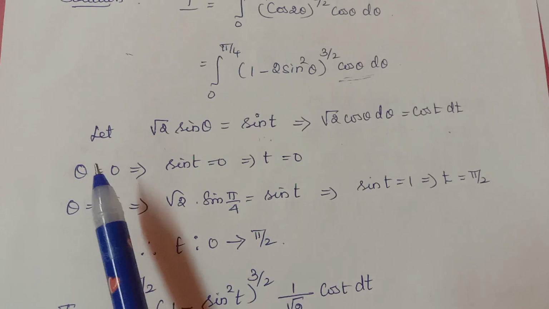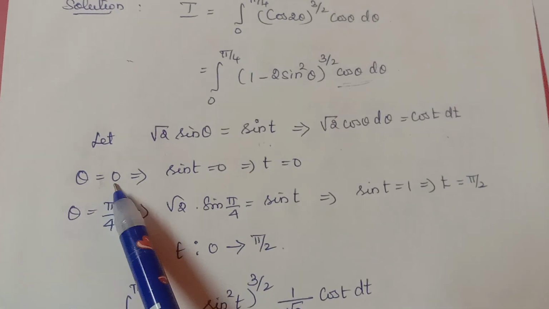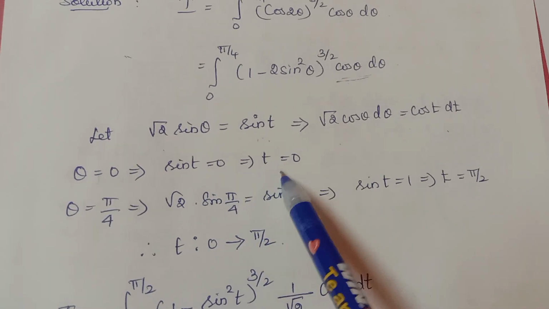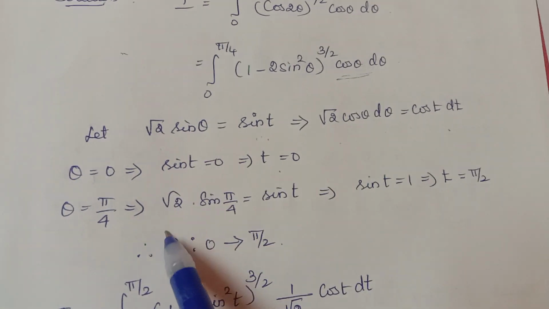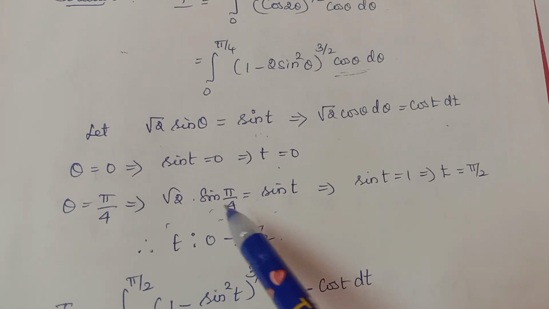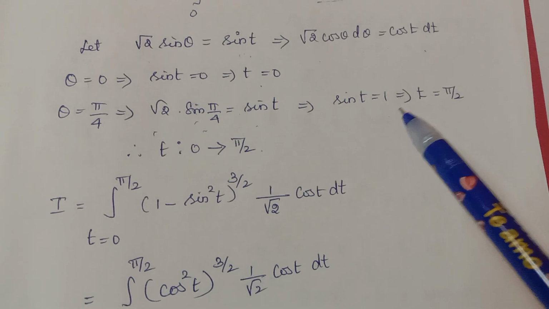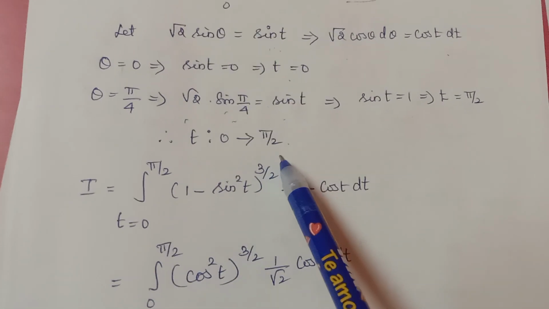Next, what about the limits? Theta varies from 0 to pi by 4, given in the question. So when theta equal to 0, what happens here? Sin t is also equal to 0. That means t equal to 0. When theta equal to pi by 4, what happens here? Root 2 into sin pi by 4 equal to sin t. Sin pi by 4 is what? 1 by root 2. So 1 by root 2, 1 by root 2 get cancelled. So sin t becomes 1. When will you get 1 for sin? Only for pi by 2. So t varies from 0 to pi by 2.